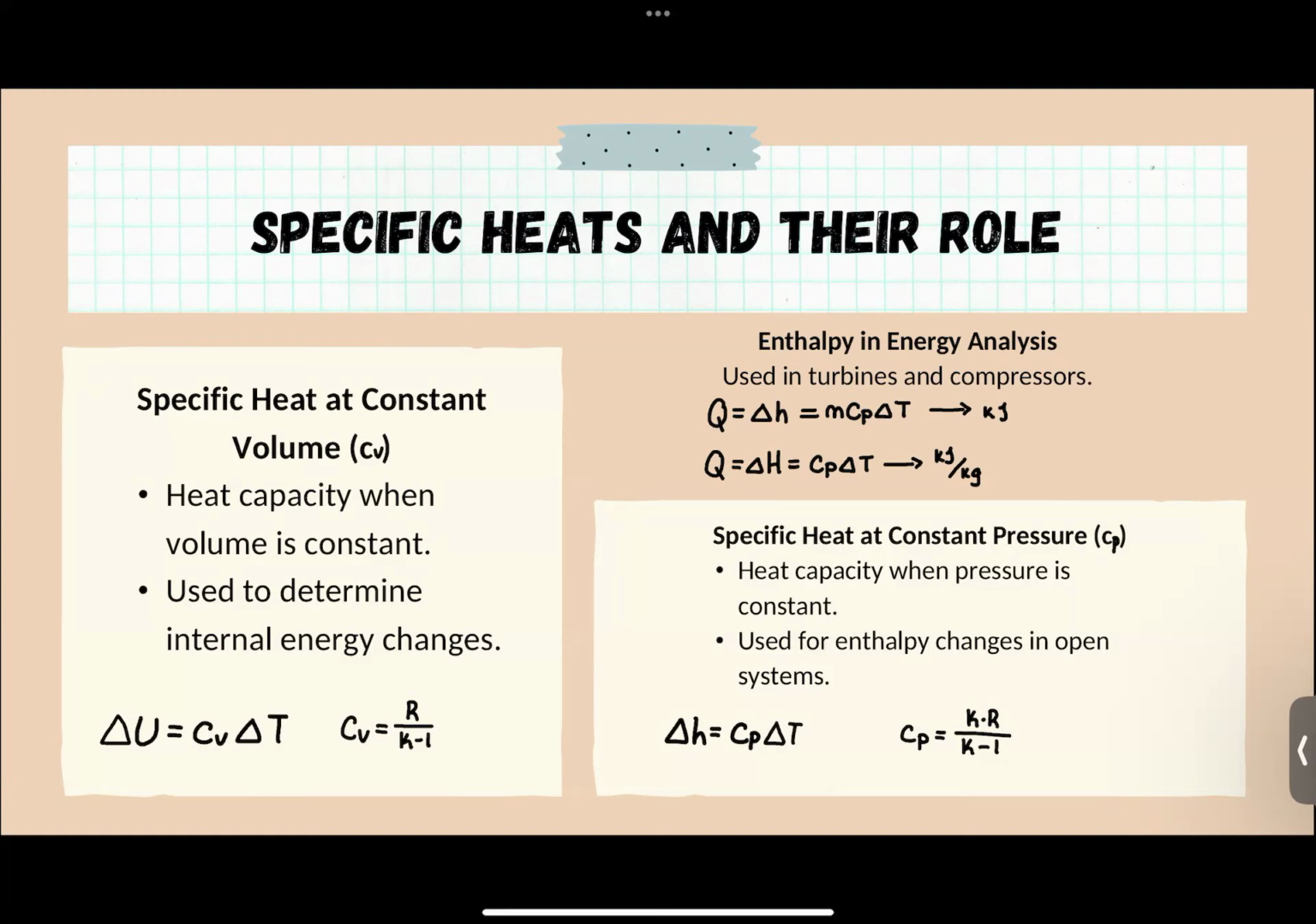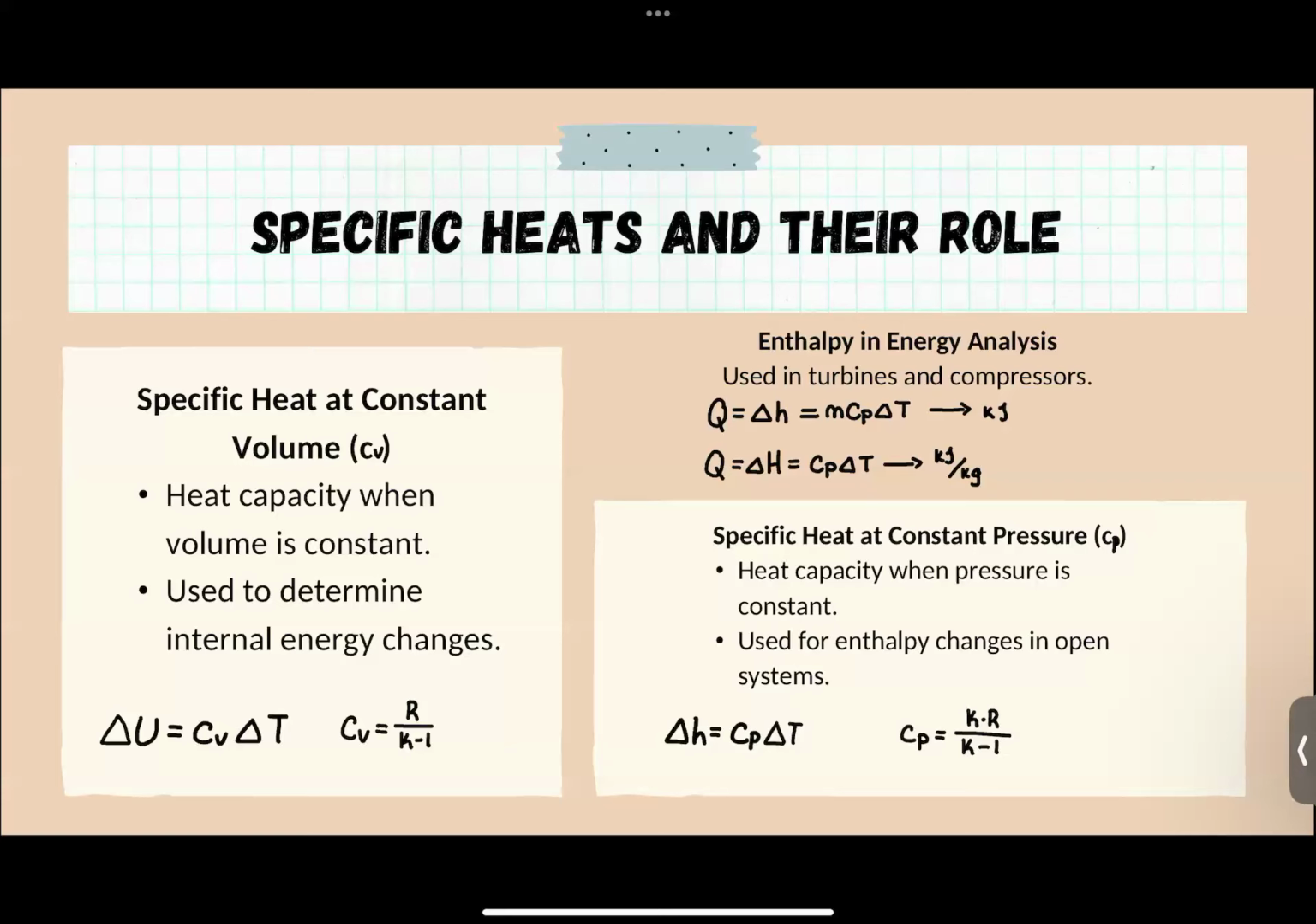For ideal gases, the change in internal energy is equal to the specific heat at constant volume times the change in temperature. The second is specific heat at constant pressure, which is denoted by Cp, and that is used when the pressure is constant. For ideal gases, the change in enthalpy is equal to the specific heat at constant pressure times the change in temperature.